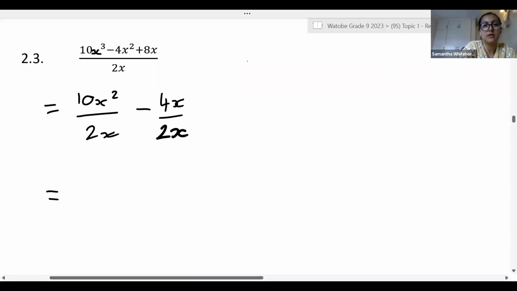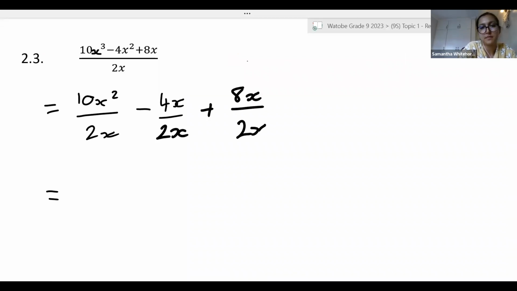And then after that, once we have divided all of these numbers, from 10x divided by 2 we'll get 5x, and then 4x divided by 2 will be 2, minus 2x, minus 2, just minus 2. Oh gosh, sorry, hang on, I forgot to divide this by 2. Okay, and then 8 divided by 2 will be 4.